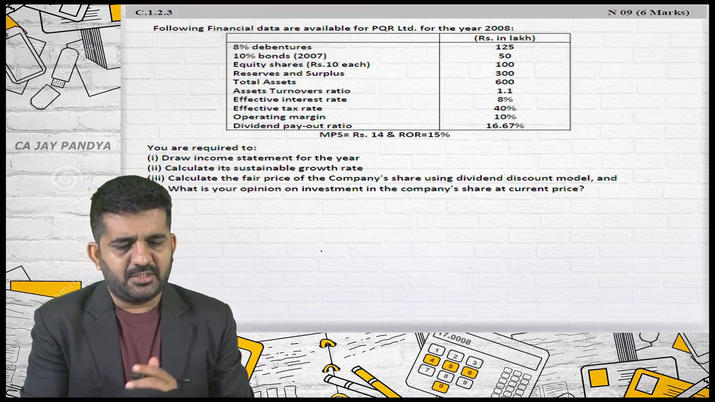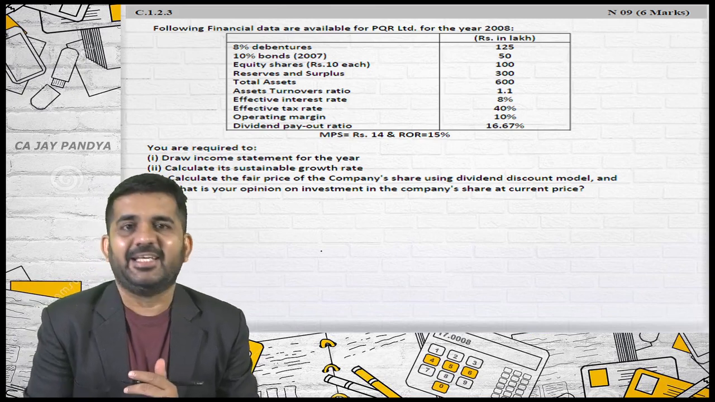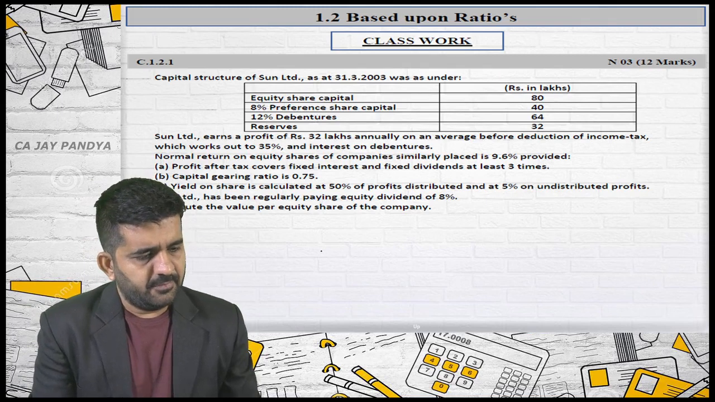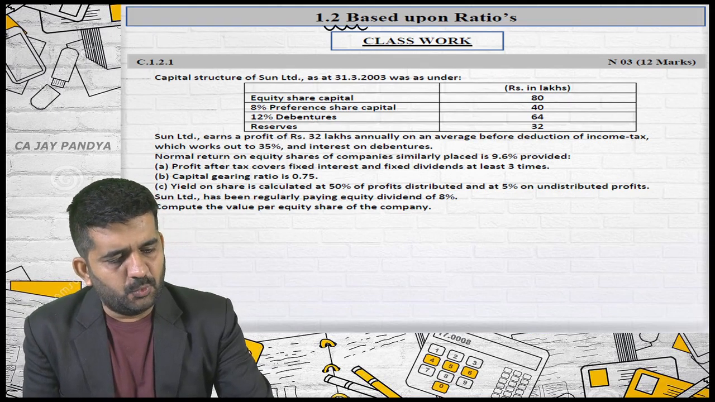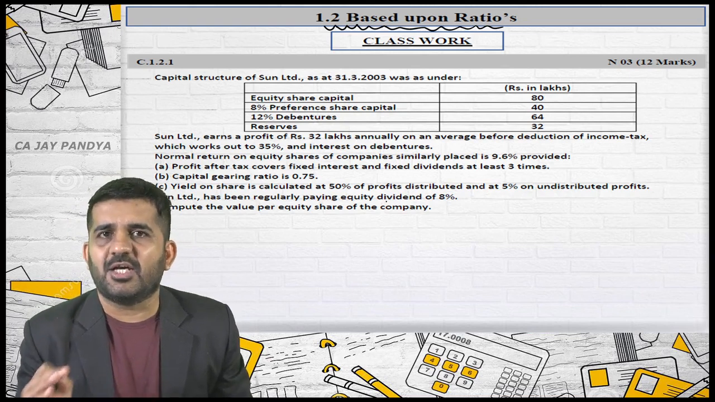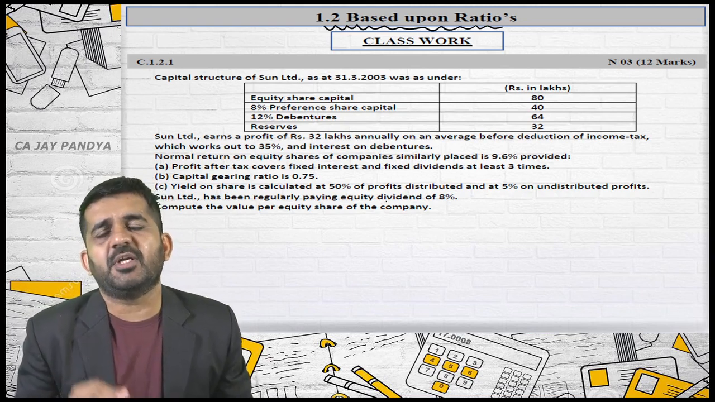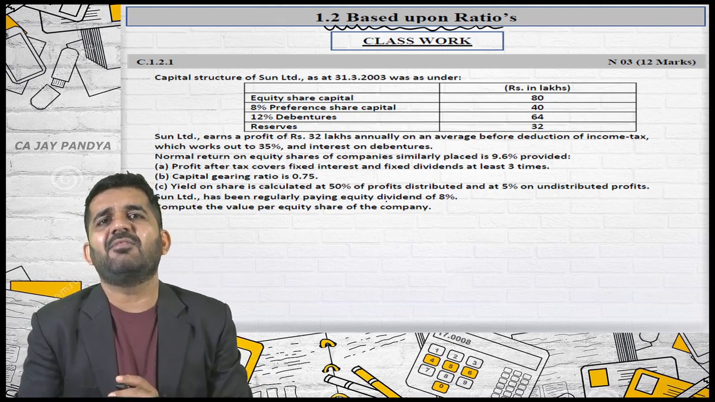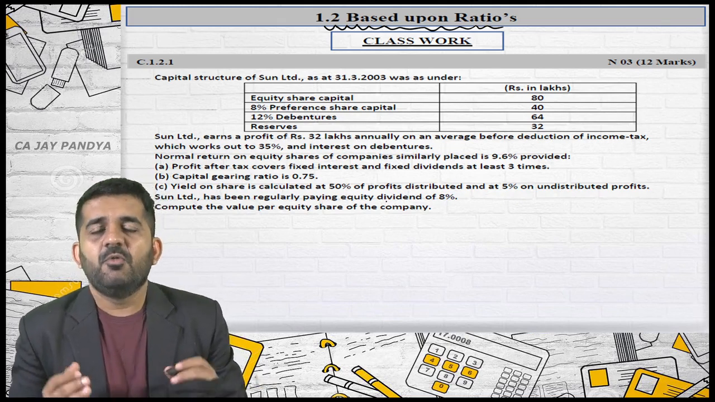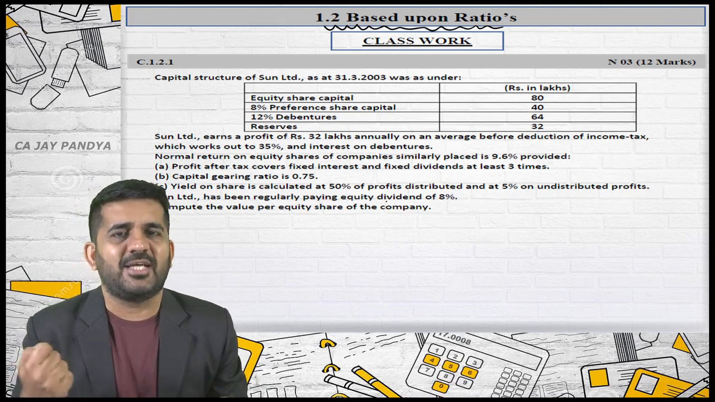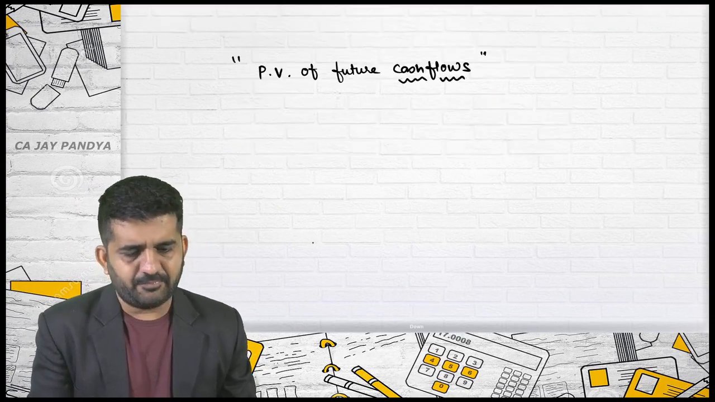This is C 1.2.3. Is it alright? This category of questions is based upon ratios. Again, it is divided into two parts, homework and classwork. We will be solving classwork and you will be solving homework on your own. So, these are the security valuation and analysis questions which are based upon some ratios. So, some knowledge of ratio analysis at intermediate level is required. We are directly starting first with third sum.